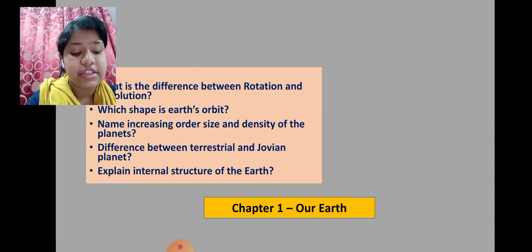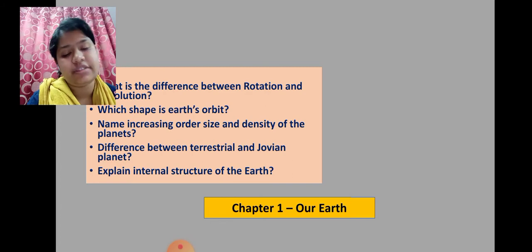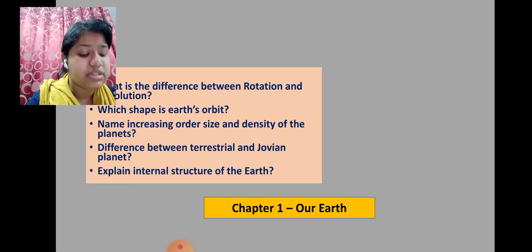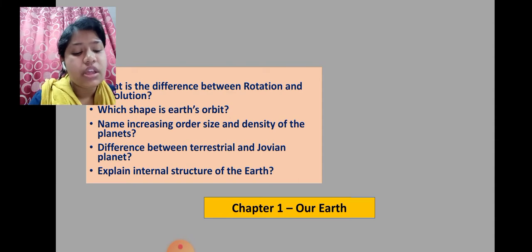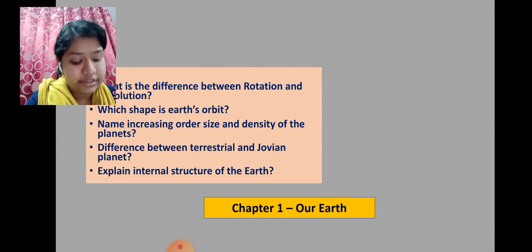Next is the increasing order of the density of the planets. Here we have Saturn, Uranus, Jupiter, Neptune, Mars, Venus, Mercury, and Earth. You can remember it like SUJ, NM, VME. Highest in density is Earth, and lowest in density is Saturn. Whereas the biggest planet is Jupiter and the smallest planet is Mercury.